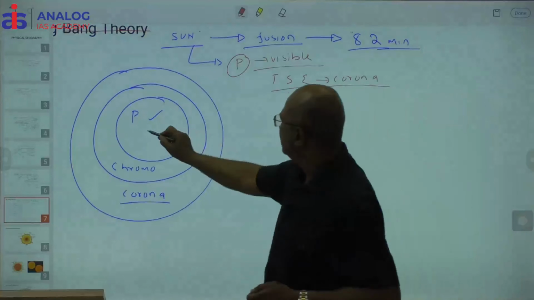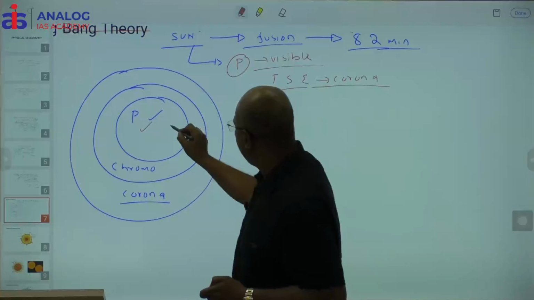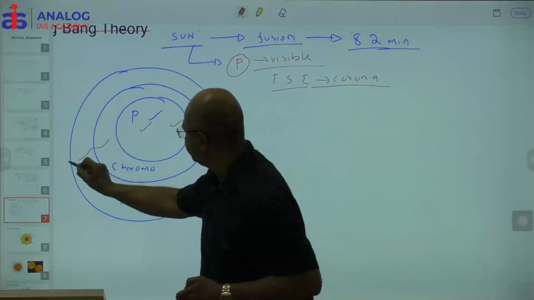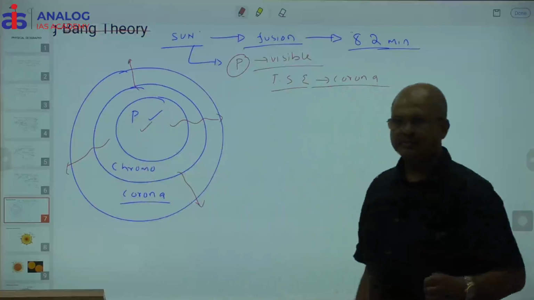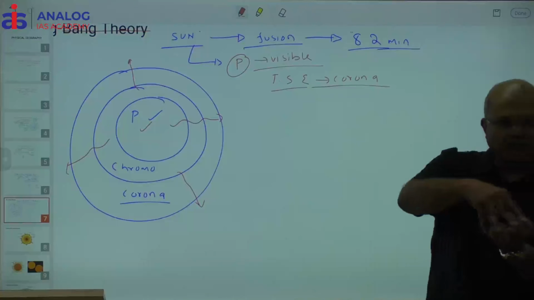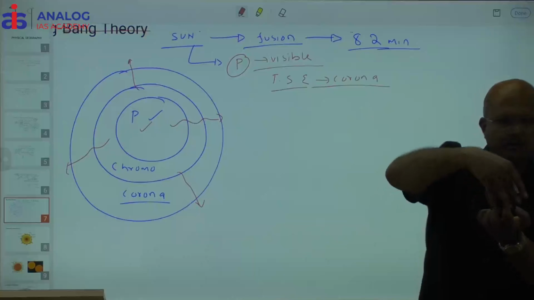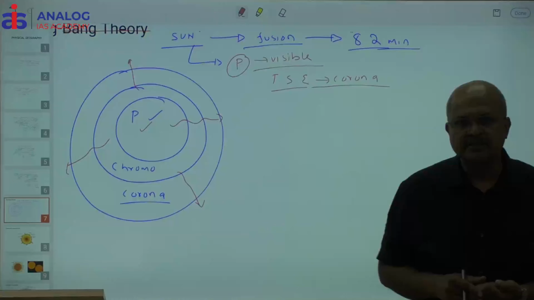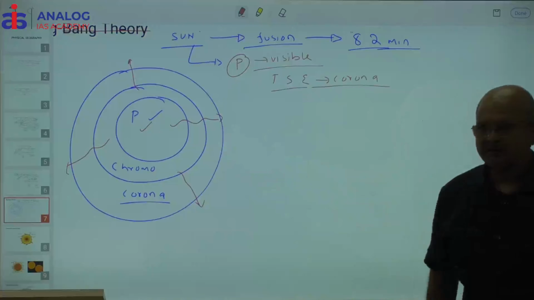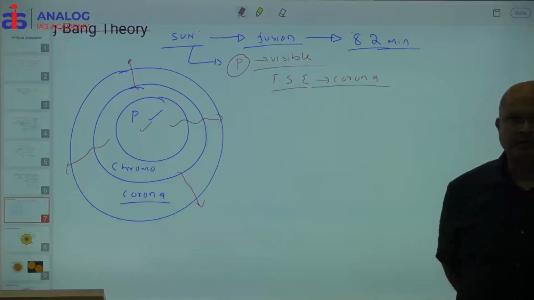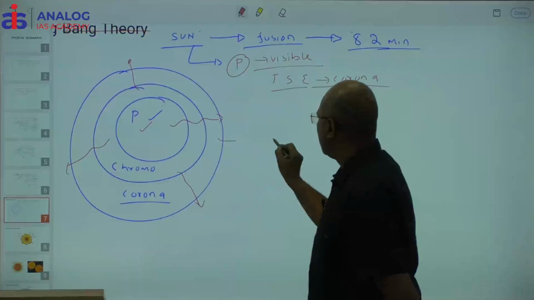Now here we find nuclear fusion takes place and energy moves outward. Now my question: you have a source of heat, and you are moving away from it, so the temperature when you are moving away should decrease. Good. Now which is the hottest part of the Sun? The photosphere? No, the corona is the highest.